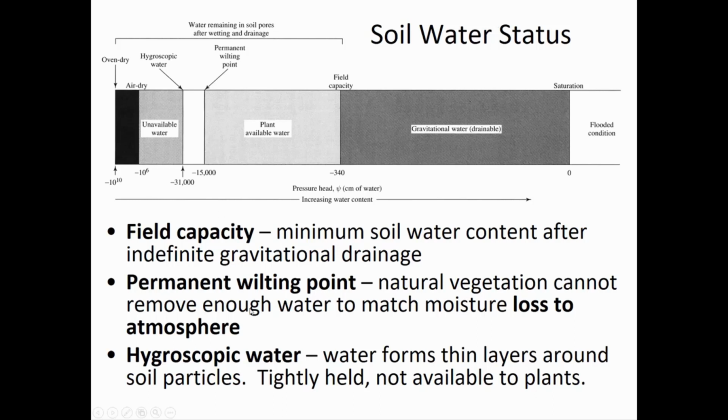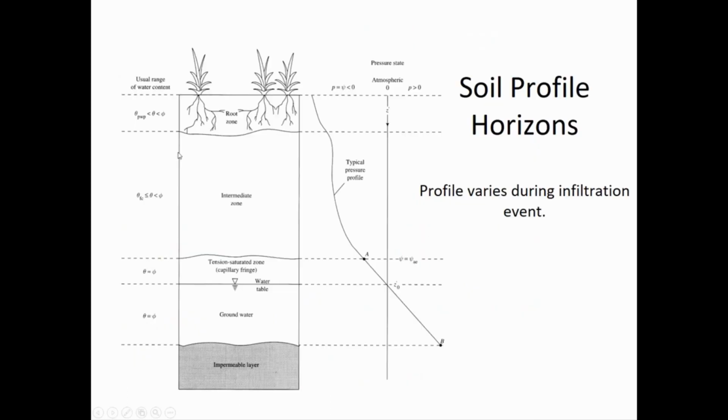And then the hygroscopic water is just the tightly held thin liquid layer that's around the outside of the soil grain. And so we say that any amount of water between there and air dried or oven dried is just totally unavailable for use by plants.